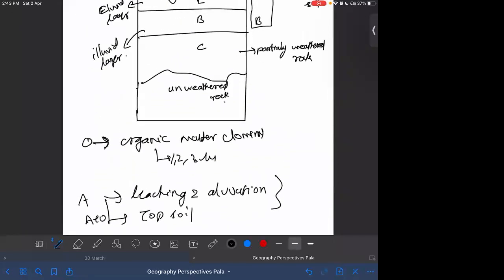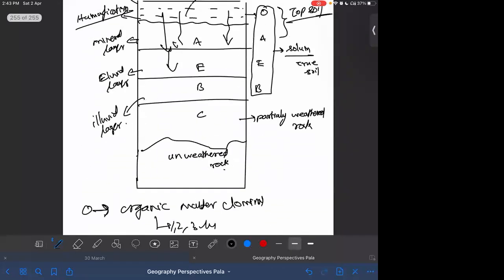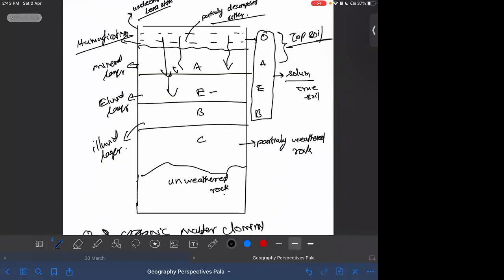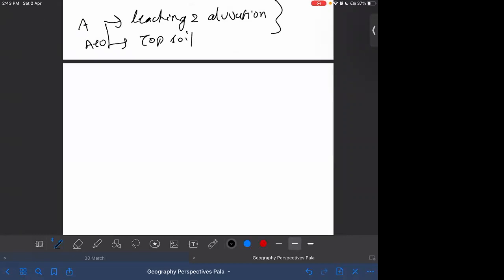Okay. Now the B layer is there. The B layer is composed of eluviation and is also a depositional layer. E layer, sorry. The E layer is a layer of maximum loss of material due to leaching and eluviation.